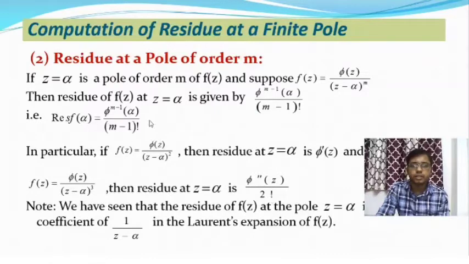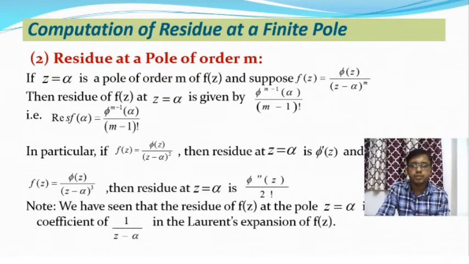Okay, if we apply this theorem or this definition of residue at the finite pole alpha, and that means the order is 3. So therefore f of z is equal to phi of z by z minus alpha whole to the power 3, and from this we will get the residue at z is equal to alpha, and it will be phi double dash z by 2 factorial.